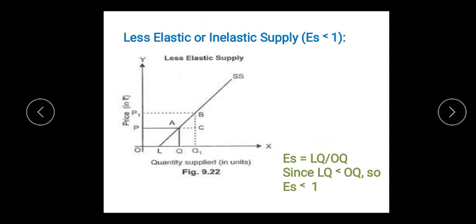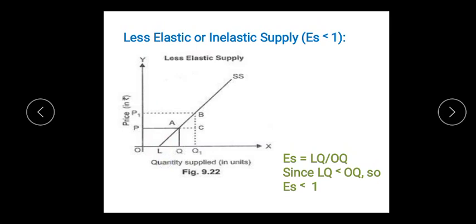Now coming to the third case of elasticity of supply, when elasticity of supply is less than 1, or we can say that there is inelastic or less elastic supply. In this case, the supply curve when extended meets the x-axis to the right of the point of origin, say point L in the figure given here.